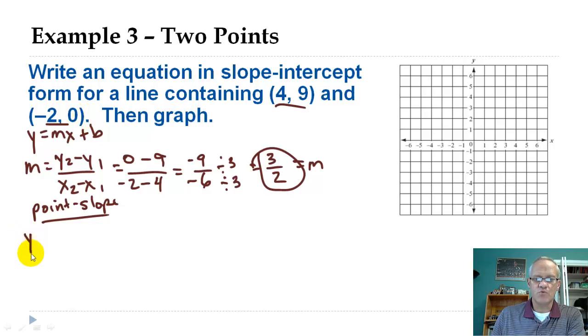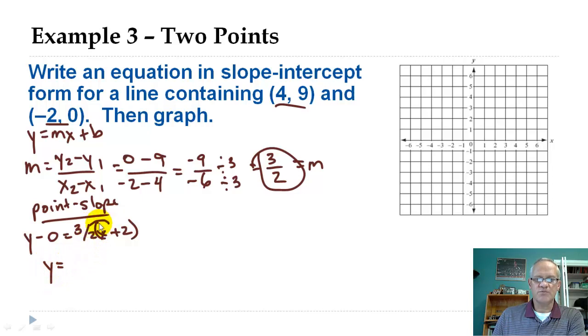So in this case, I'm going to do y minus y1. Let's use this one. The numbers are smaller. Even though we have a negative, let's use this one. So y minus 0 equals 3 halves, and then parentheses x minus a negative 2, so plus 2. That's point-slope form, but remember what we're trying to do is get it into slope-intercept. So first of all, since this is minus 0, I can just drop that. So it's just going to be y.